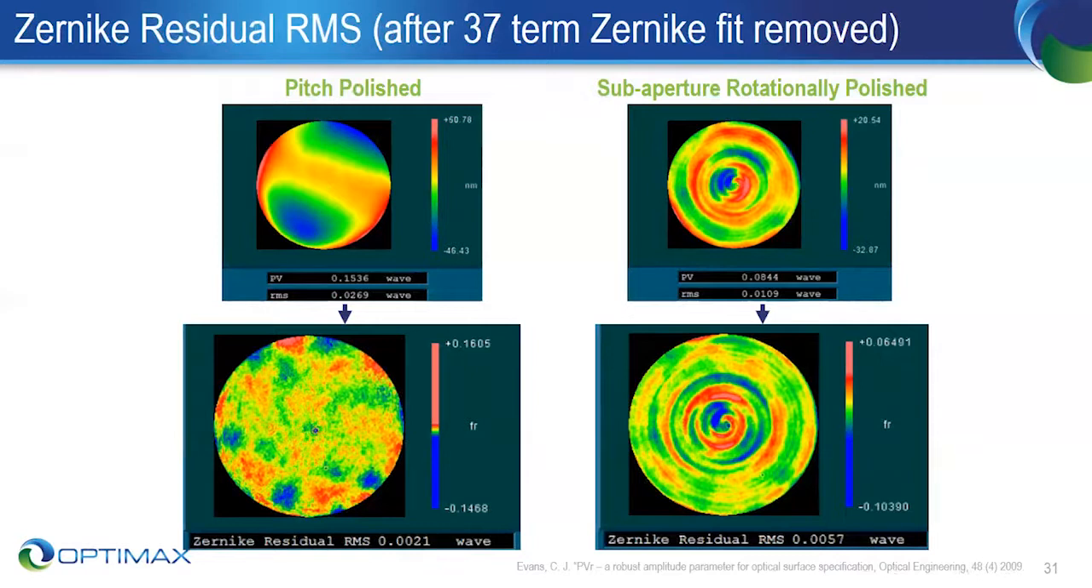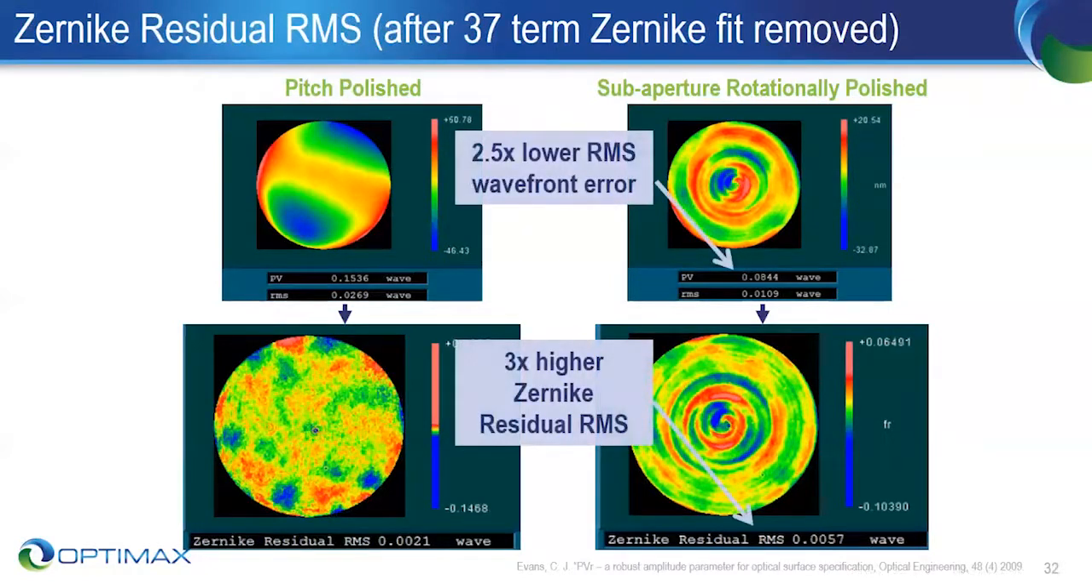So again, the same example, our pitch polished part versus our sub-aperture rotationally polished part. Pitch polished part still has a lot of those low order errors in it. They're dominating versus the sub-aperture rotationally polished part, where the mid-spatial frequency errors are dominating because that sub-aperture tool was able to really get rid of the low spatial frequency information. And we can see here that the sub-aperture rotationally polished part has 2.5 times lower RMS wavefront error, but has a 3 times higher Zernike residual RMS. So this is another tool to use to really look at mid-spatial frequency errors.